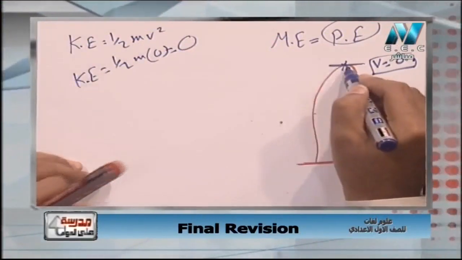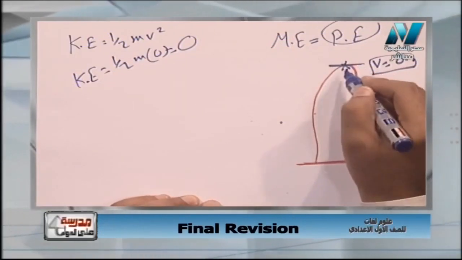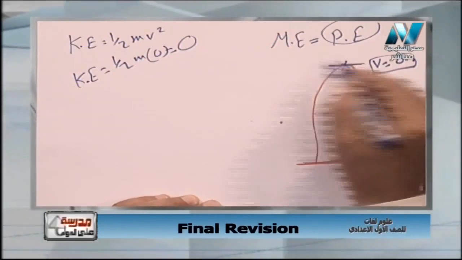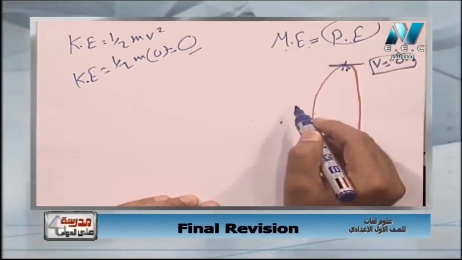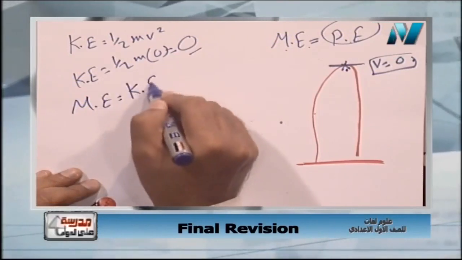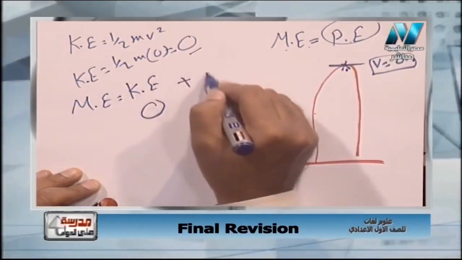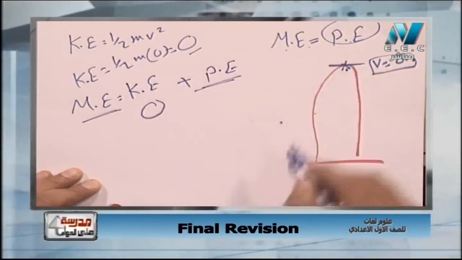Kinetic energy at the highest point, at maximum height, equals 0, and the potential energy equals the mechanical energy. Why? Because mechanical energy equals kinetic energy, which equals 0, plus potential energy. So mechanical energy equals potential energy at maximum height.